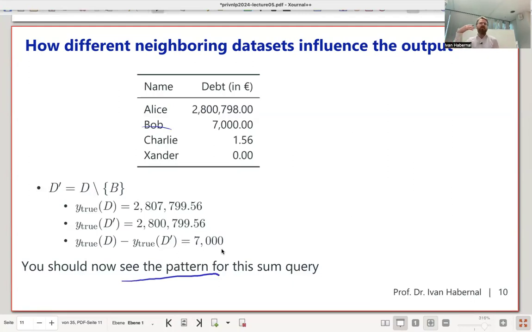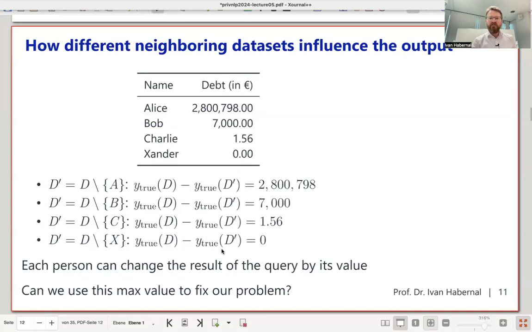Like what is the influence of every person in the data set on the output of the query, and on the query on two different neighboring data sets. This is very important. Okay, so now we see that basically each person influences the query by some maximum value, right? In our case, in our data set, the maximum difference of those would be, let me just summarize it here. So these are all four options when I remove either Elise, Bob, Charlie, or Sander, and the difference.